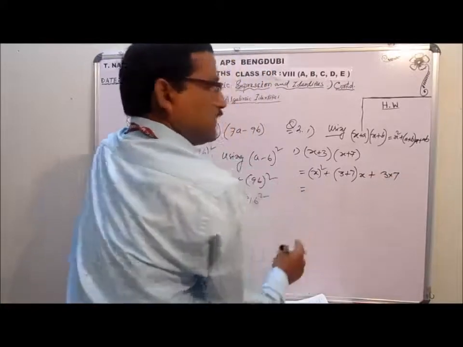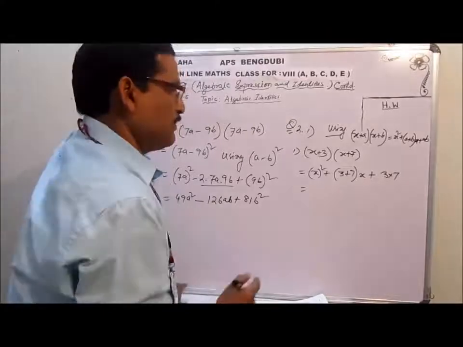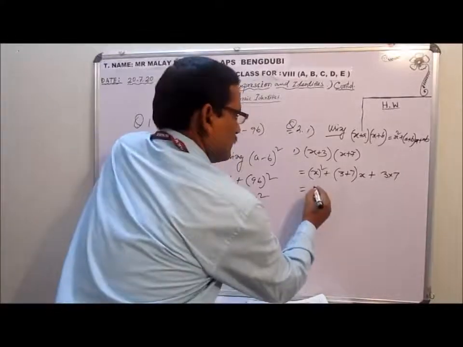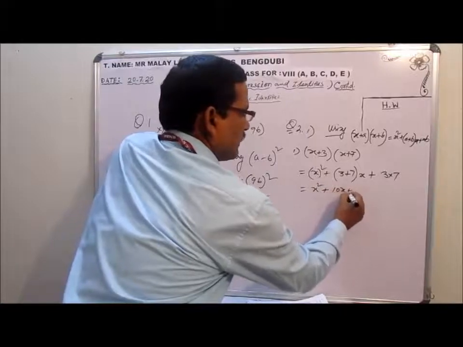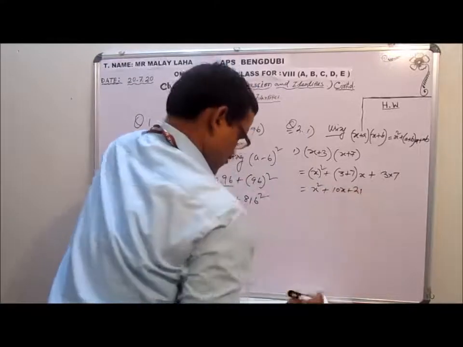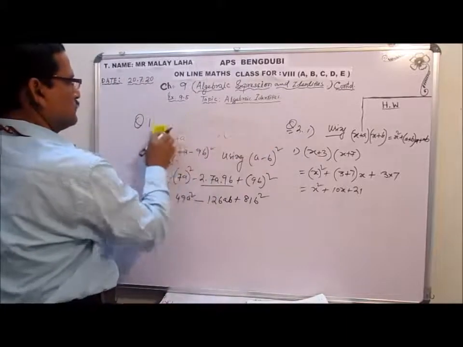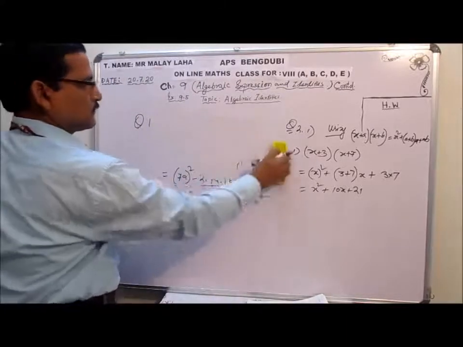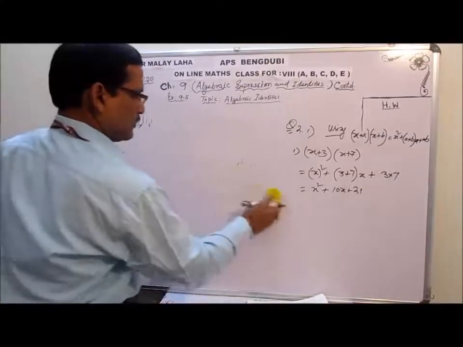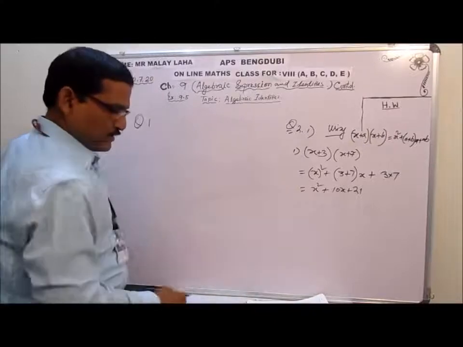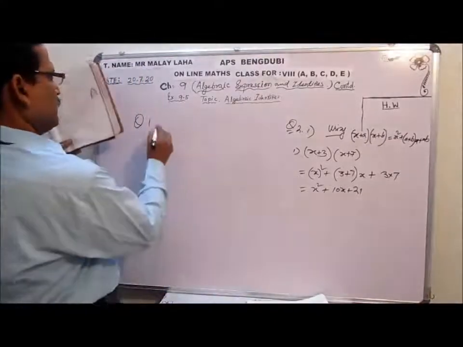So this identity is actually called middle term factorization. You have to apply it when middle term factorization will do. Okay, x square plus 10x plus 21. Got it? Complete it quickly. Try to write it down in time because you will not get time.